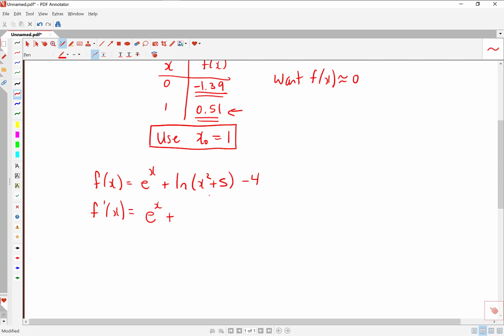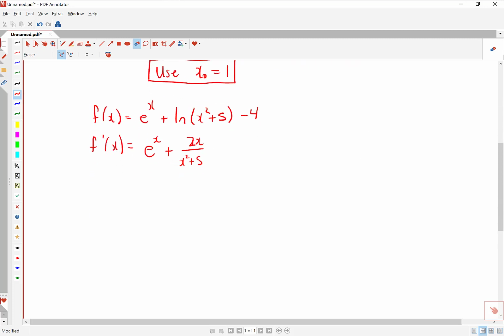Plus, now we're going to practice taking the derivative of a logarithmic function. The base is e when you're working with ln. So you'd have 1 over ln e, which is just 1. Then you go 1 over your function, and multiply by the derivative of the inside function. So the most natural way to write that would just be 2x over x squared plus 5. And then the minus 4 goes away when we take our derivative. So there's our f prime of x.